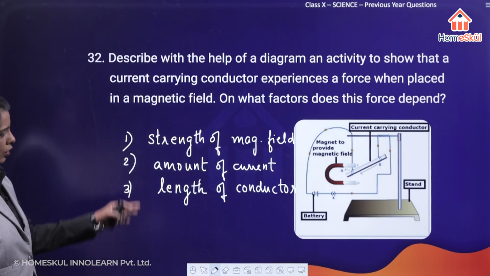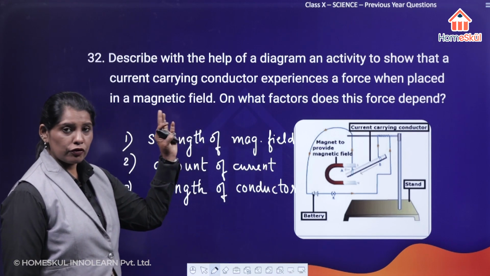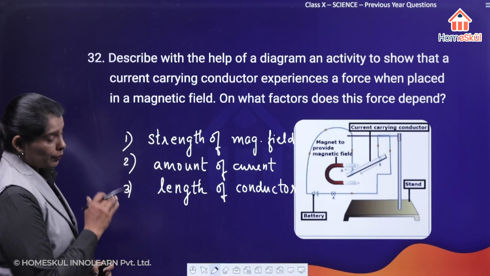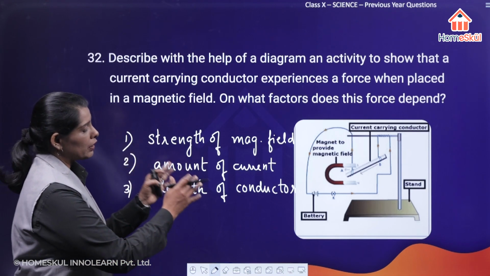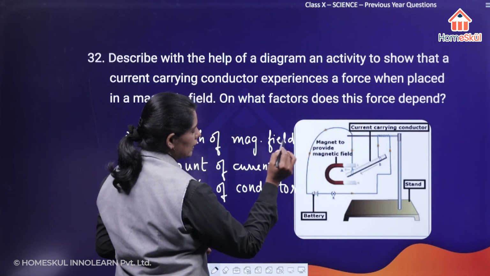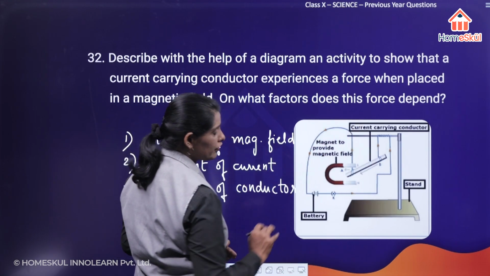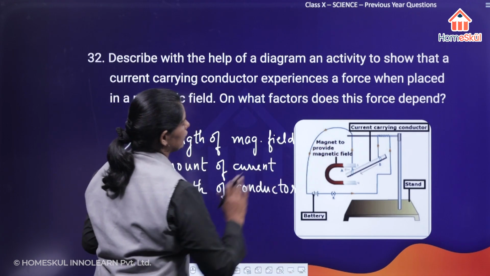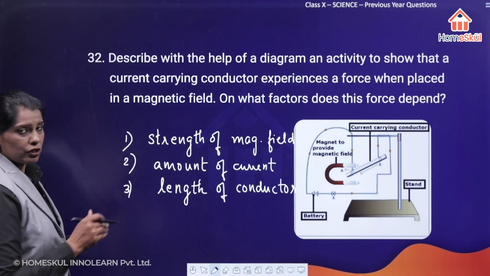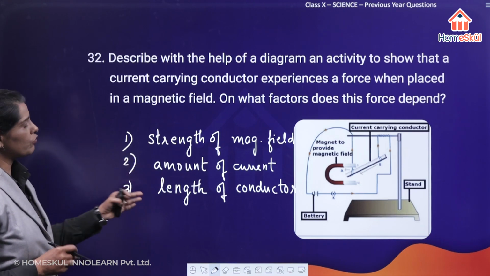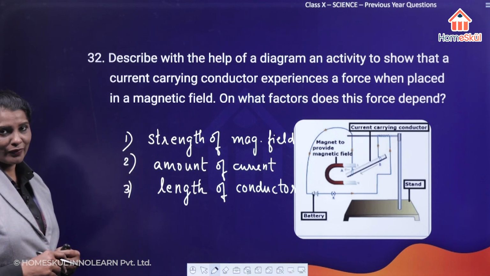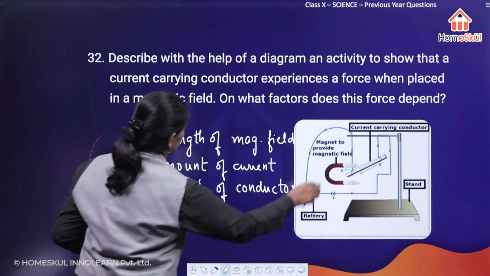Clear? So this is a diagram to show the force acting on a current carrying conductor, wherein the current is passing through the conductor and it is already kept in a magnetic field. So whenever the current is passing through the conductor, there is a magnetic field set up. So there will be an interaction between two magnetic fields here, and because of that this conductor will show a deflection, a momentary movement due to either attraction or repulsion. And these are the three factors on which the force acting on the current carrying conductor depends. Coming to the next question.